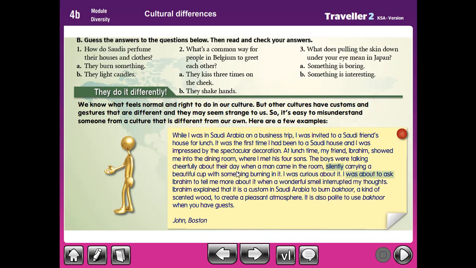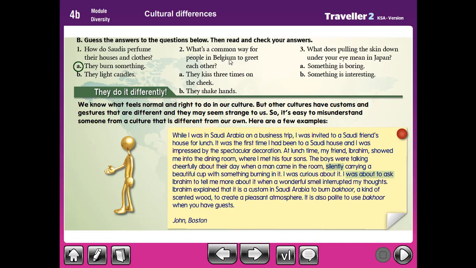Here we have the text, but before going to the text, we have a number of questions here. The first question, we have to guess the answers, right? We have to guess them before going to the text. The first question, how do Saudis perfume their houses and clothes? They burn something or they light candles? I think they burn something called bakhur, right? So they burn bakhur.